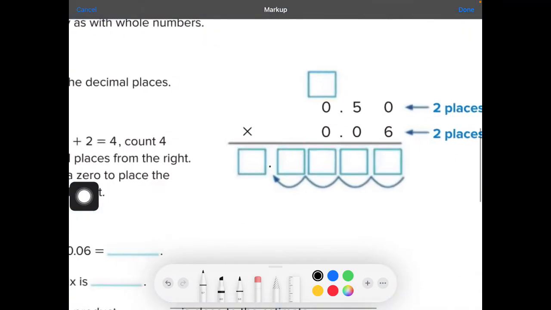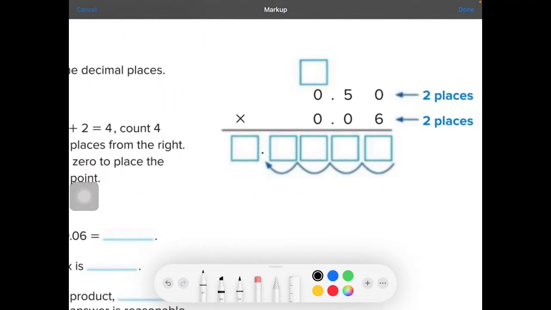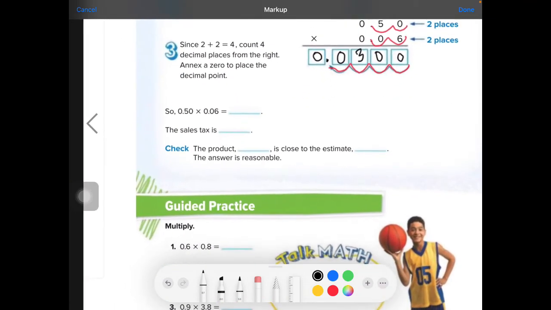Now let's multiply the whole numbers. Here we go. 6 times 0 is, well, 0. 6 times 5 is 30. And then we can just go ahead and do 6 times 0 is 0. Don't let that confuse you. You bring down the 3. Now we count the places. 1, 2, 1, 2. So a total of 4. 1, 2, 3, 4. Decimal point. And we just put placeholder zeros here to help figure it out.